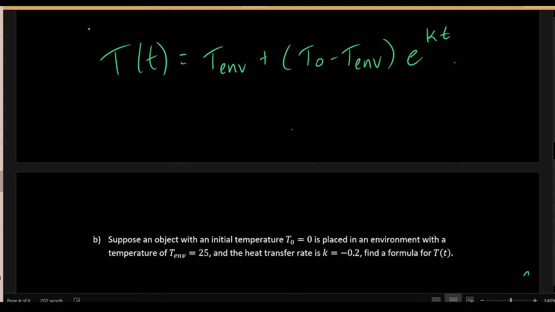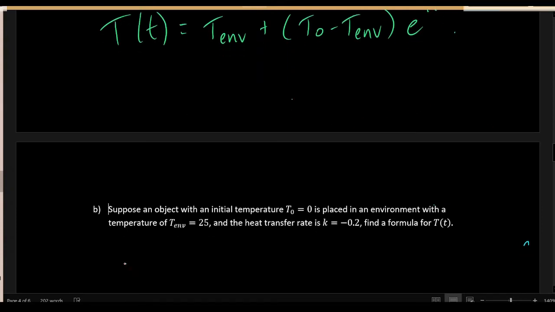Well, now that we have done the work to find a general solution to a heating-cooling problem, all that we have to do is plug this information into that general formula. So the temperature of the environment is 25. The initial temperature of the object is 0. So 0 minus 25 is negative 25. And we were told that the value of k is negative 0.2, and that will be multiplied by t.